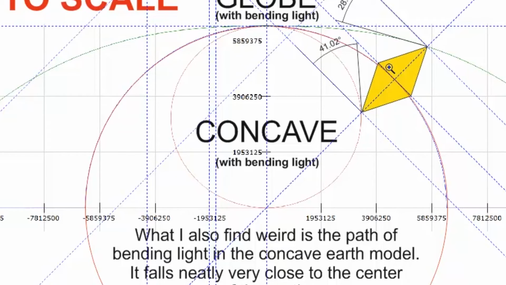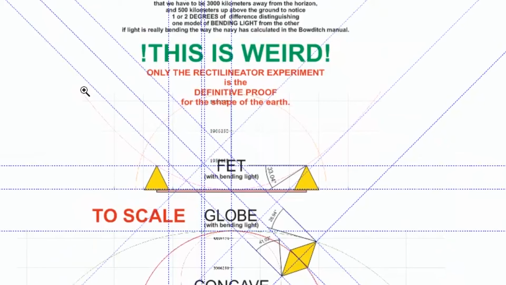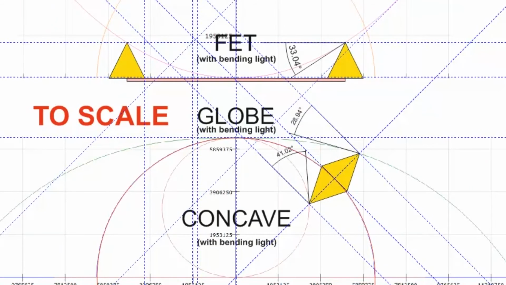It's the same mountain, let's say. One mountain is pointing outwards for the globe model, and one mountain is pointing inwards for the concave model with bending light. The bending light for the concave is this line, this red line. So this is an accurate two-scale depiction of how light bends in the different models.